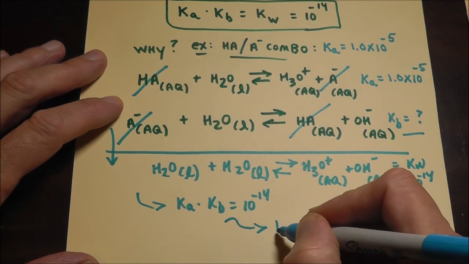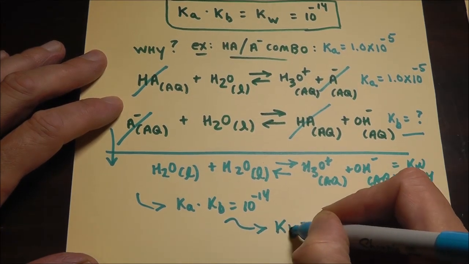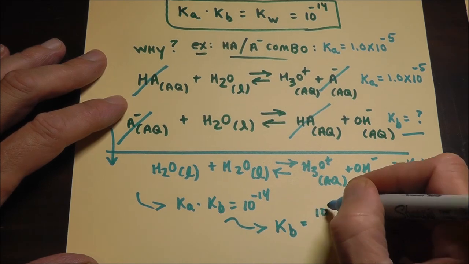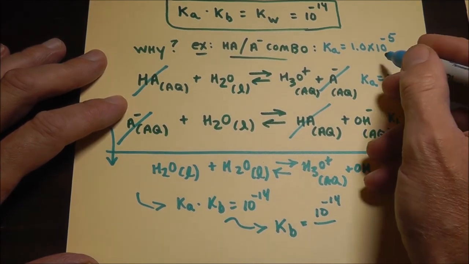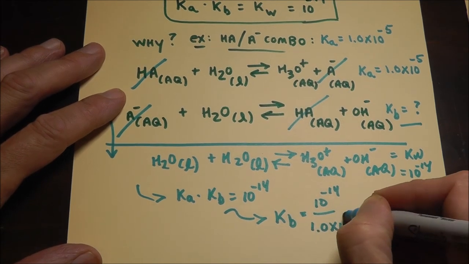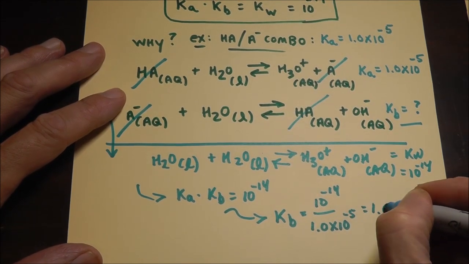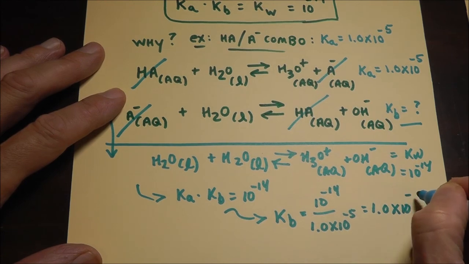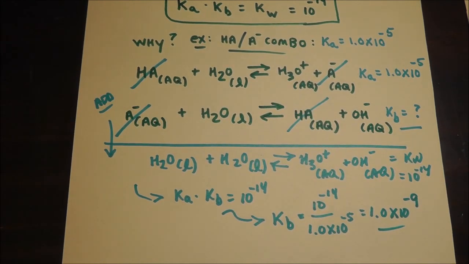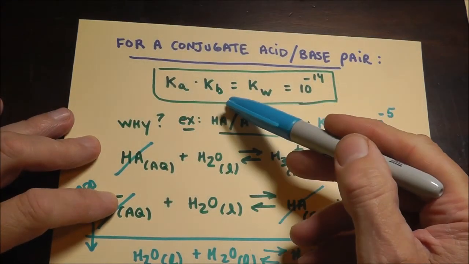And now I know I need to know the Kb of the A minus, whatever that was. And so this would now be 10 to the minus 14 divided by the Ka of 1 times 10 to the minus 5. And that would be 1.0 times 10 to the minus 9. It also points something out. The stronger an acid is, the weaker its conjugate base, because this is an inverse relationship.